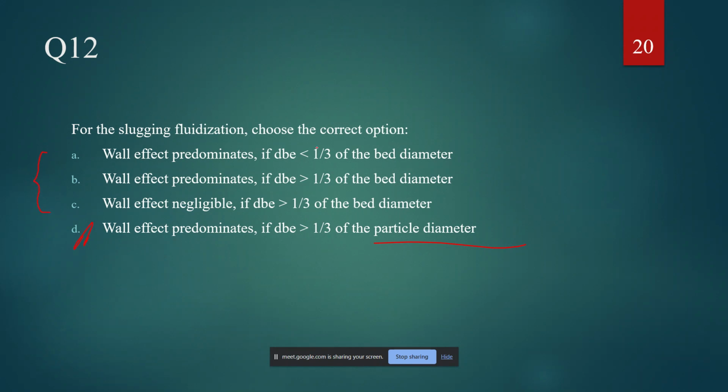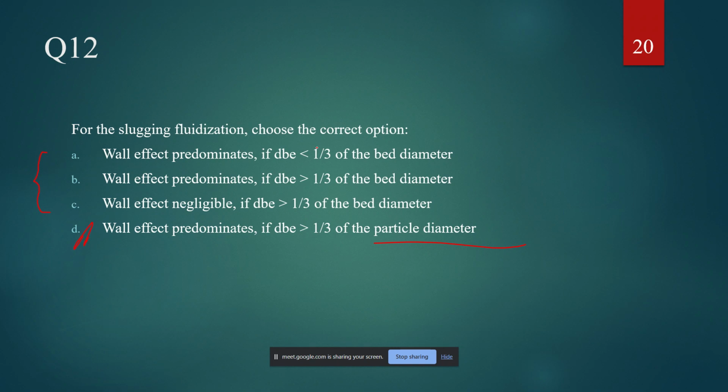Wall effect predominates when the bubble size is larger compared to the bed diameter. That is, it is almost occupying some space of the bed. Then the wall effect predominates. So in that case, option A is given by dBE less than 1 by 3 of the bed diameter. If it is less than 1 by 3 of the bed diameter, it is not playing a very major role, right? We cannot say that wall effect is predominating in that case. We can say it is negligible.